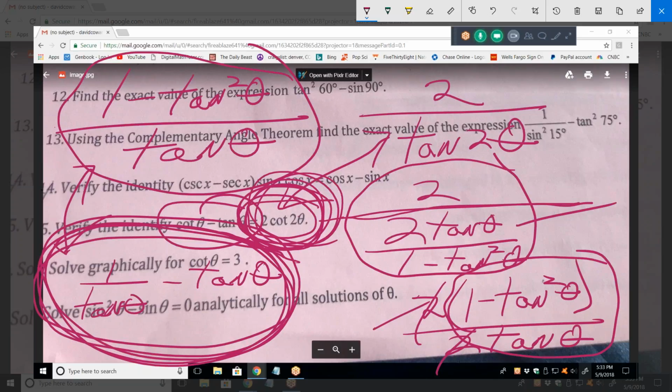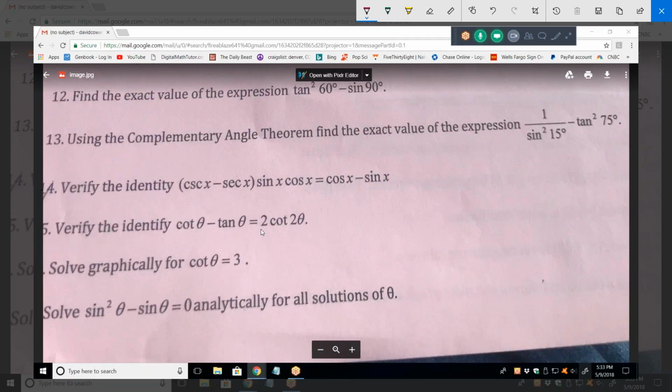As far as I know, there's no rule that says you can't work with the right side. It's just that most of these problems, you work with the left side or you work with the side that's more complicated looking. But in this problem, I'm not sure that's the left side. The right side might actually be a little more complicated because it's got a cotangent of 2 theta in there. So there's nothing wrong with turning the right side into the left side.